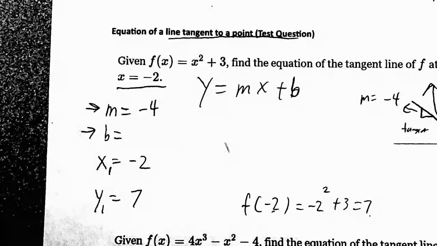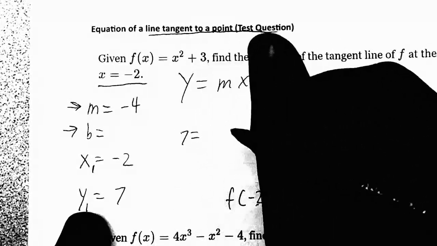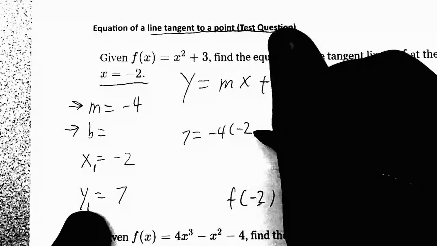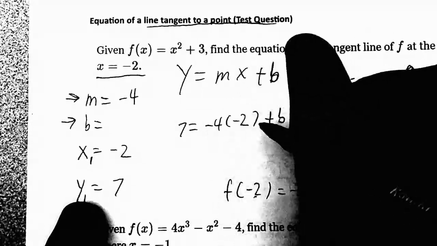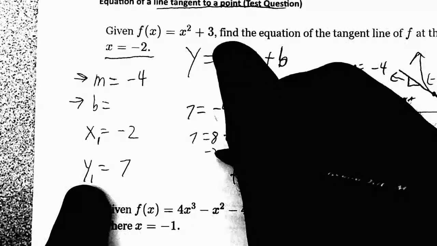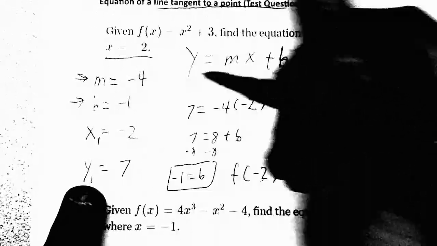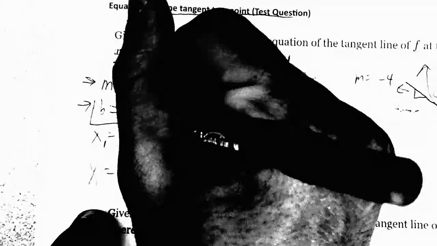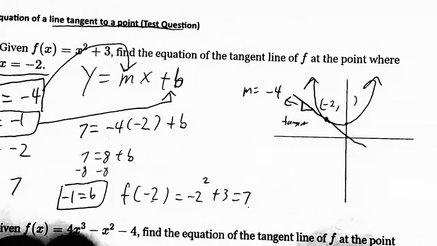We need b. To find b, now that I have a pair of coordinates and my m, I can plug it into this formula. So I can say that 7, my y, equals -4 times -2 plus b. Remember, I'm solving for b. So this becomes 7 equals 8 plus b. Subtracting 8, -1 equals b. So now that I have my b and my m, I can plug these values into my slope function, and I'll get my equation of the line.